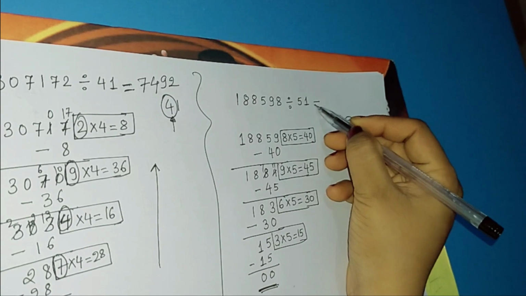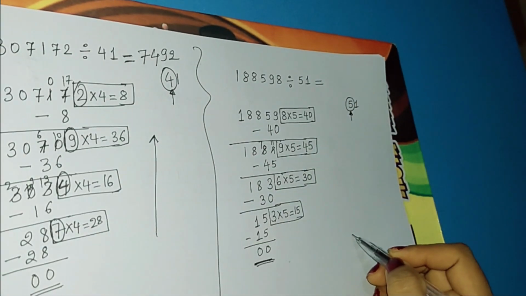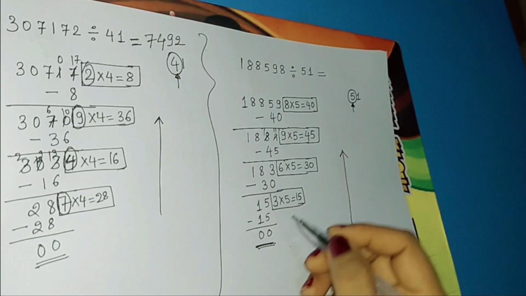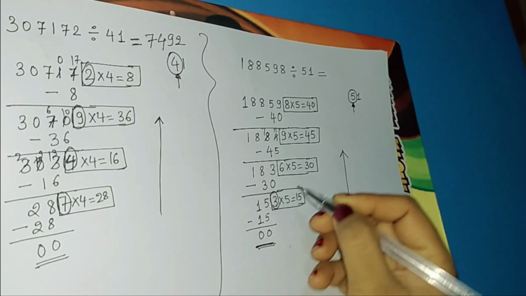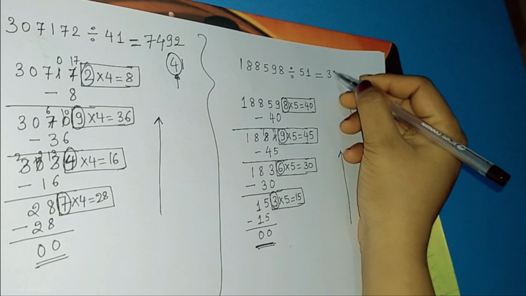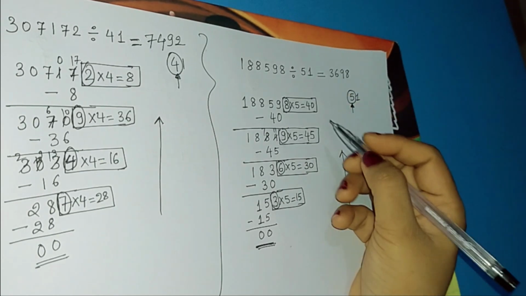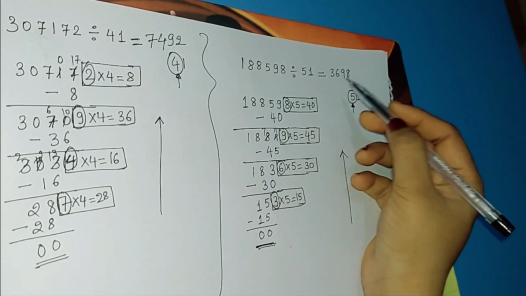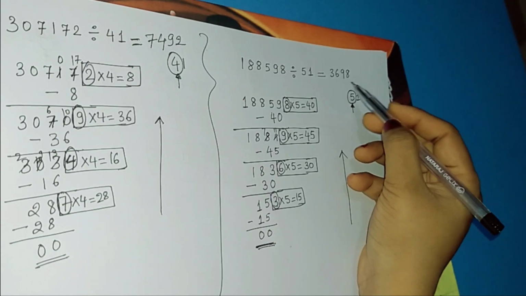And if we want to know the answer, again we need to go from bottom to up. We need to circle these numbers, that is 3, 6, 9, 8. 3, 6, 9, 8. It means the solution for this question is 3698.